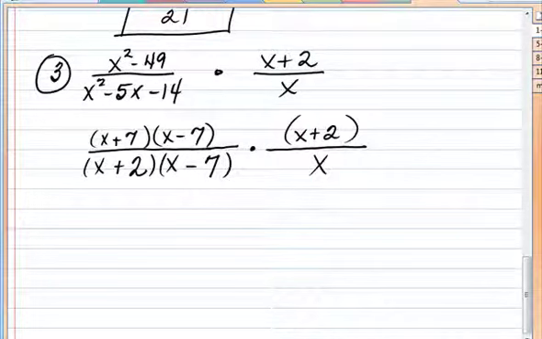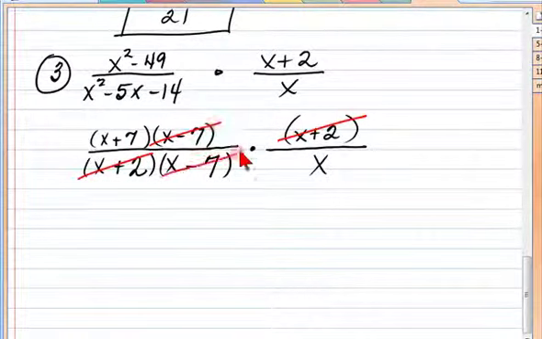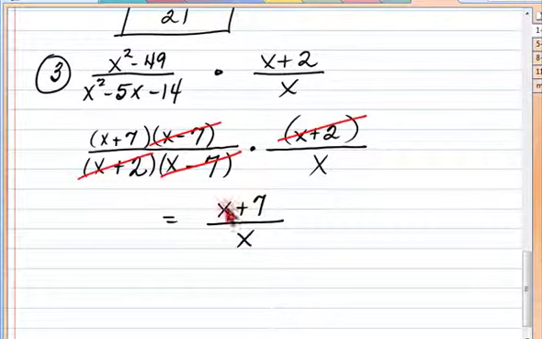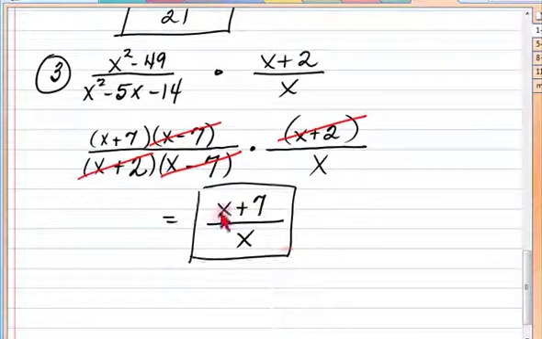So what do you see as common factors? I hear x plus 2, and I heard x minus 7. So what are we left with? The numerator is x plus 7, and it's over x. Okay, go ahead and mark out the x's now. No. Tell me no. That x belongs to the plus 7. You can't touch part of it without touching all of it. Okay.